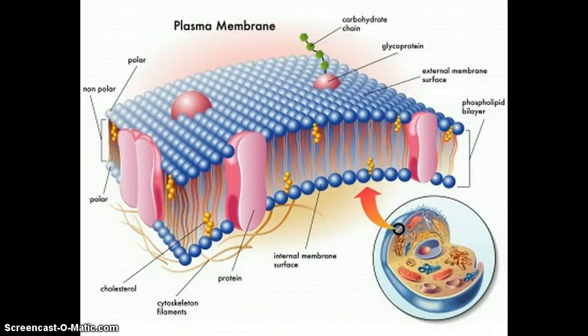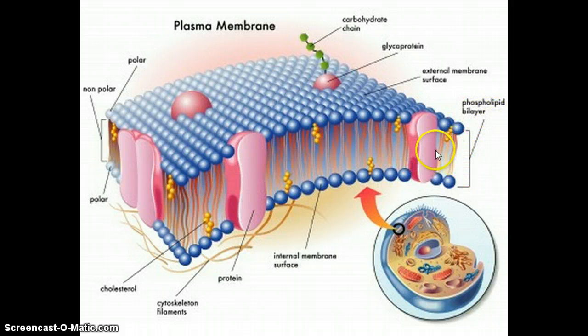What you see in front of you is a picture of plasma membrane. Remember, this is also known as cell membrane. I want you to notice that it is made up of two layers of phospholipids. And keep in mind, each one of these little balls is the phosphate part of a phospholipid, and it has two tails.